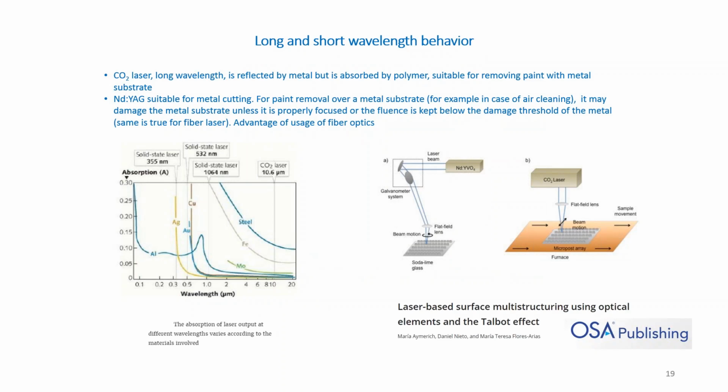Now let's look at some graphs that show the behavior of absorption versus wavelength. Let's look at aluminum here. You can see that around 1 micron, which is the neodymium YAG laser wavelength, aluminum has significant absorption. But if you go to a higher wavelength at 10 micron, this absorption goes down.